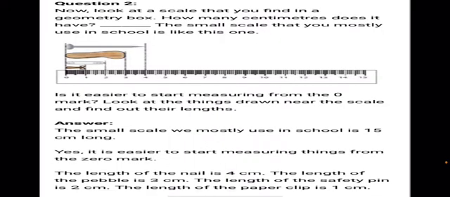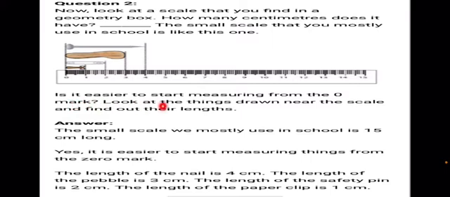Now question 2. Now look at the scale that you find in a geometry box. How many centimeters does it have? So a scale which you usually keep in your pencil box is 15 centimeter long. So the small scale that you mostly use in school is like this one. So this is a picture of the small scale which you usually use, and it is available in different material like in plastic, in wooden, in steel, etc.